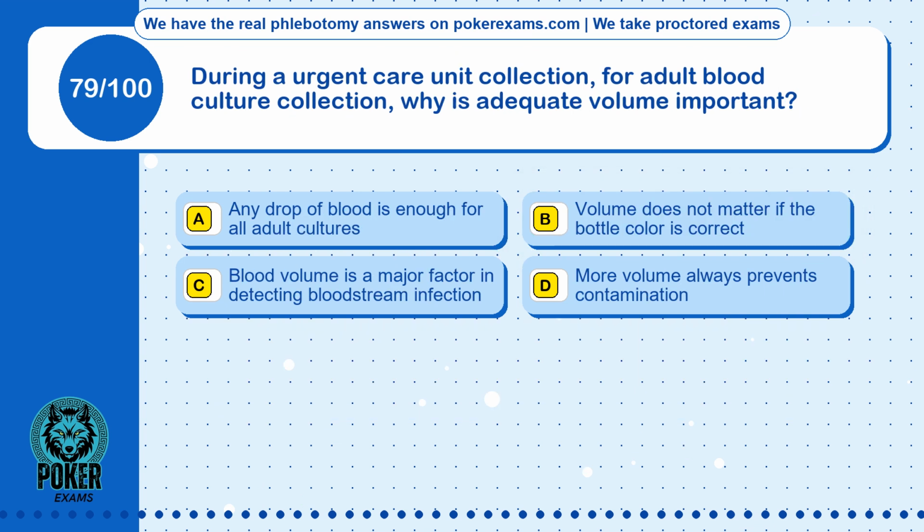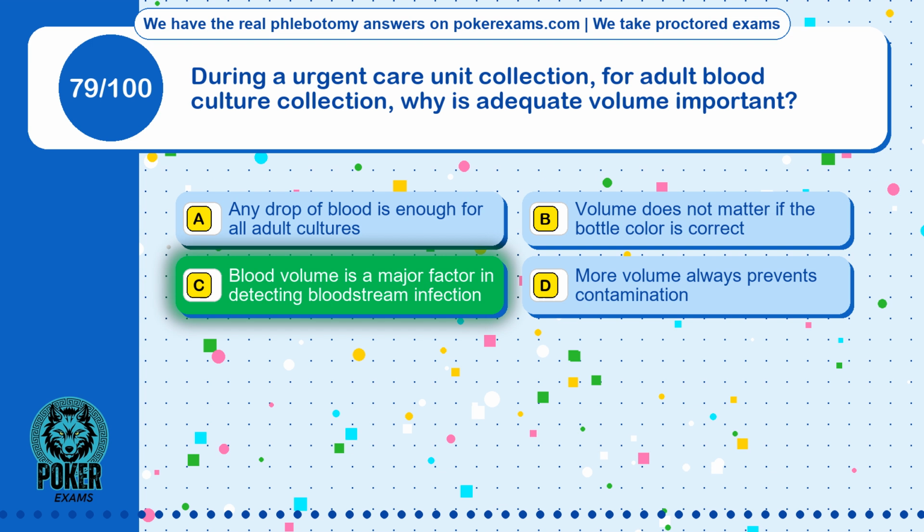Question 79. During an urgent care unit collection, for adult blood culture collection, why is adequate volume important? Option A. Any drop of blood is enough for all adult cultures. Option B. Volume does not matter if the bottle color is correct. Option C. Blood volume is a major factor in detecting bloodstream infection. Option D. More volume always prevents contamination.